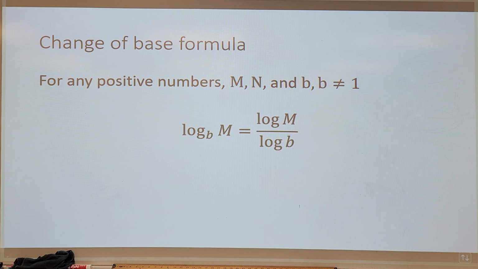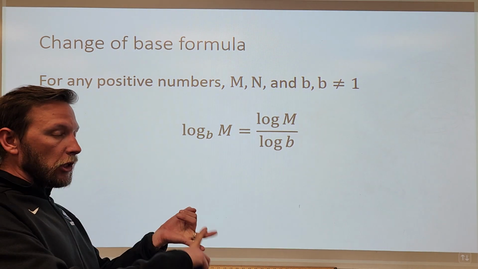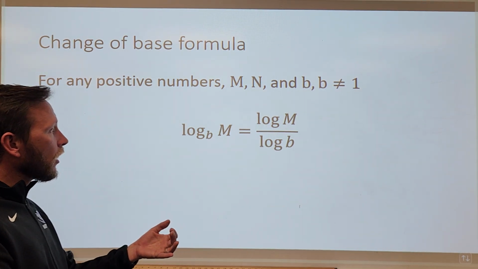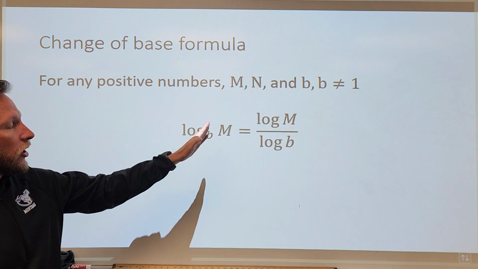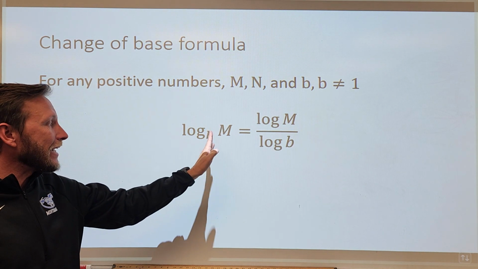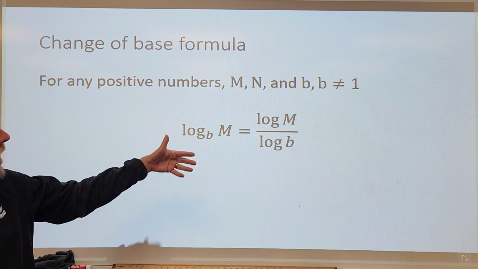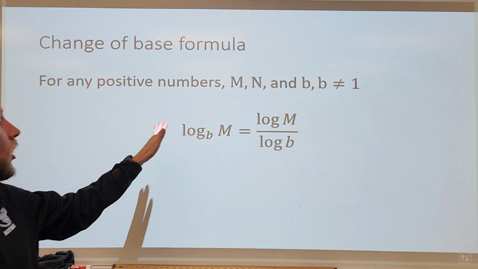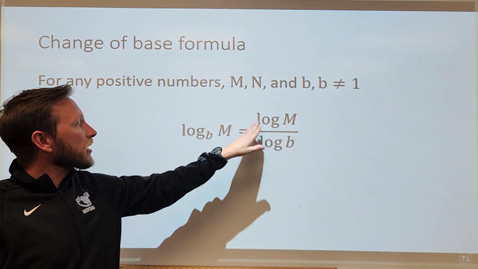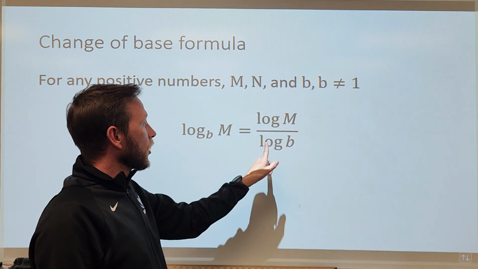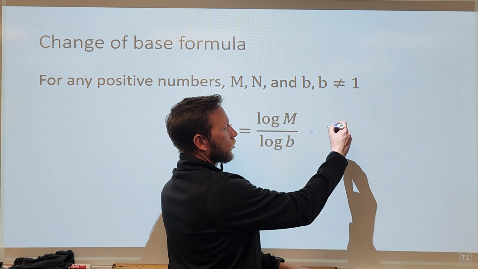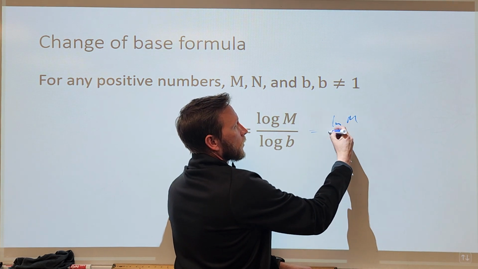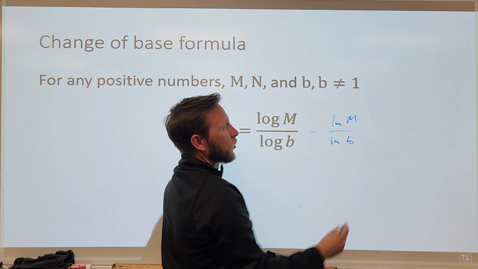One of the things that you'll notice is that our calculators have the natural log button and they have the common log button, log base 10. And so the question is, how do we evaluate logs when the base is different than e or 10? Well, this is our change of base formula, which basically says log base b of a number is found by taking log base 10 of the number divided by log base 10 of the base. You can also use natural log if you would like to.